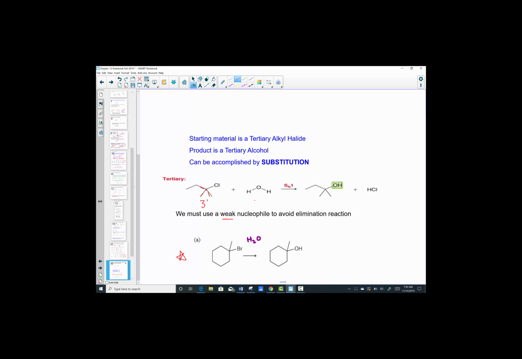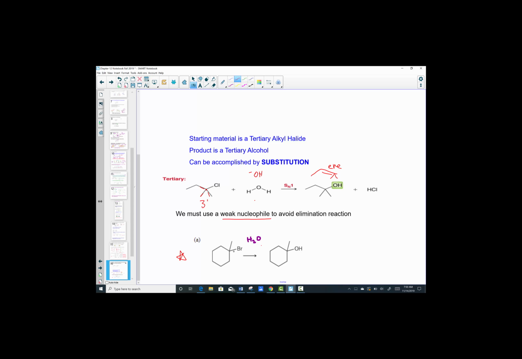Remember, we use a weak nucleophile to avoid elimination, because if I had used a strong nucleophile with a tertiary substrate, we would form the ene in the most substituted position. We want to avoid that, ending up with an alkene. So we use a weak nucleophile to have substitution over elimination. So all you had to place on the arrow to get that correct was a water molecule.